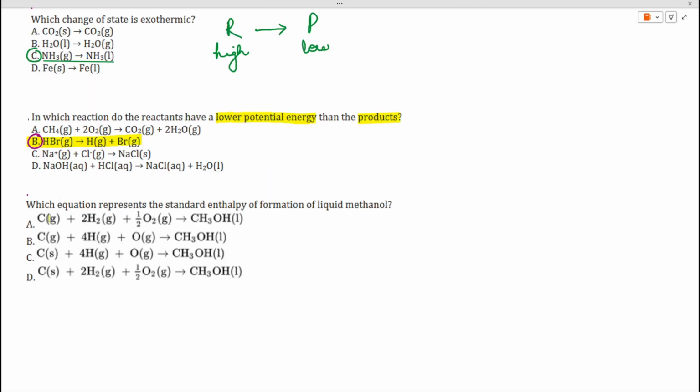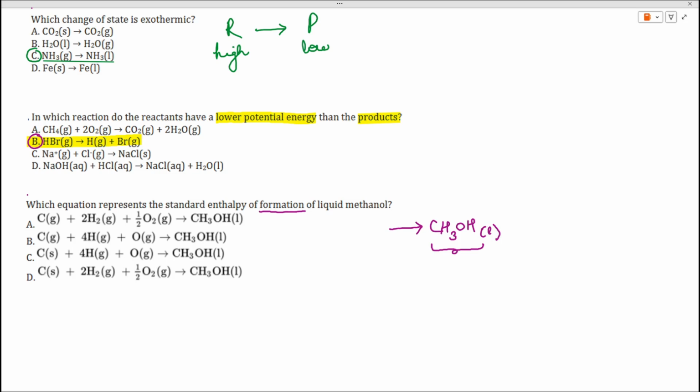For this question, it is asking which equation represents the standard enthalpy of formation of liquid methanol. So the formula for methanol is CH3OH. And liquid methanol, so it needs to be in liquid state. Formation means it has to be on the right hand side as a product, and it needs to be 1 mole. Now you have to keep in mind that the enthalpy of formation is the formation of 1 mole of a substance from its elements.